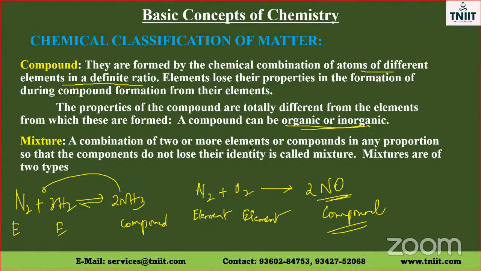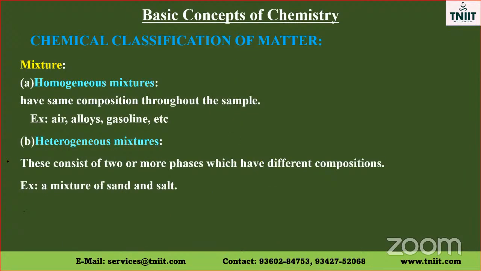Mixtures: a combination of two or more elements or compounds in any proportion, so that the components do not lose their identity, is called a mixture. See here, in the earlier examples, they react in definite proportions. But in the case of a mixture, the combination of two or more elements or compounds is in any, different proportions, so that the components do not lose their identity. That's called a mixture. And mixtures are of two types, homogeneous mixture and heterogeneous mixture.